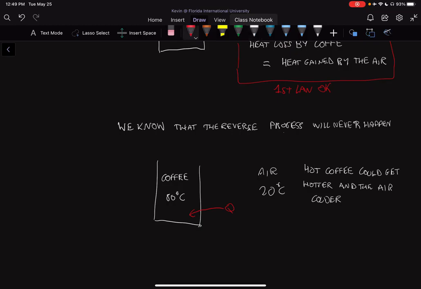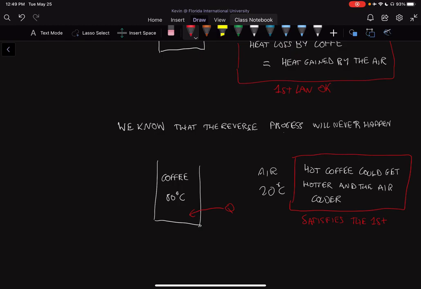And this statement also satisfies the first law. We haven't broken the first law. If we had heat coming in from the air to the coffee, we haven't broken any rules from the first law of conservation of energy. And that is why we have the second law.